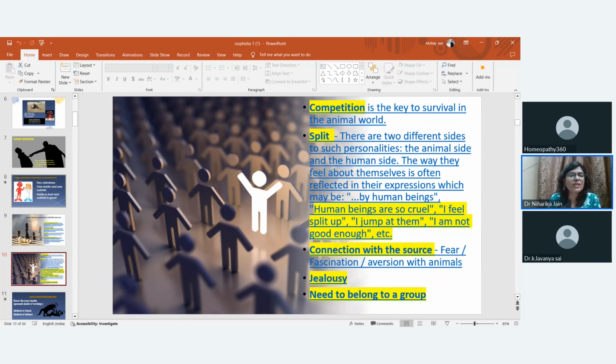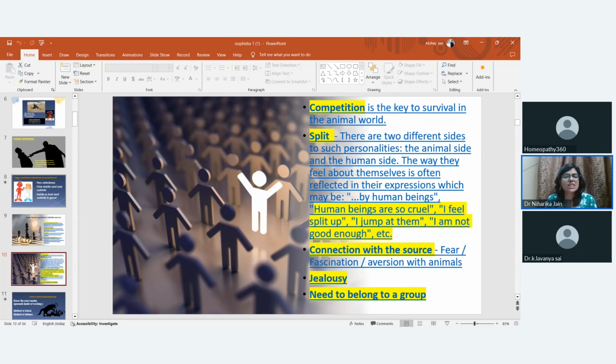Human beings are so cruel. आपको आके बोलेंगे अरे ये लोग बहुत खराब है, बहुत इनको दया भी नहीं आती है, बहुत क्रूएल होते हैं ये लोग. So now you think, अभी यहाँ से डिसाइड नहीं, you never decide the kingdom. You wait for it, how you are feeling this, what happened, what kind of thought comes again and again. I jump at them, I'm not good enough.